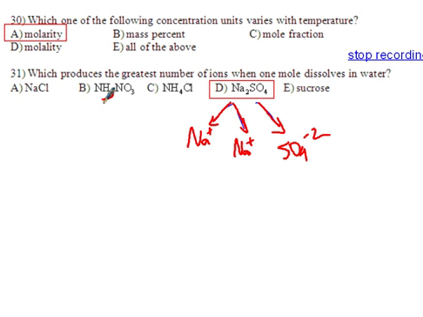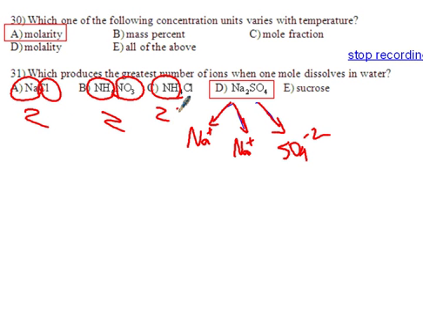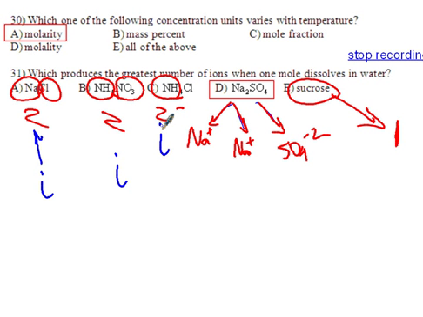The others each have 2 pieces: ammonium and nitrate, sodium and chlorine, so that's just 2. Again, there's ammonium and then there's a chlorine, so that's 2. Sucrose would only have 1 particle. It's kind of related to the Van't Hoff factor. This would kind of be the limit for the Van't Hoff factor. I might be 2, a maximum of 2.